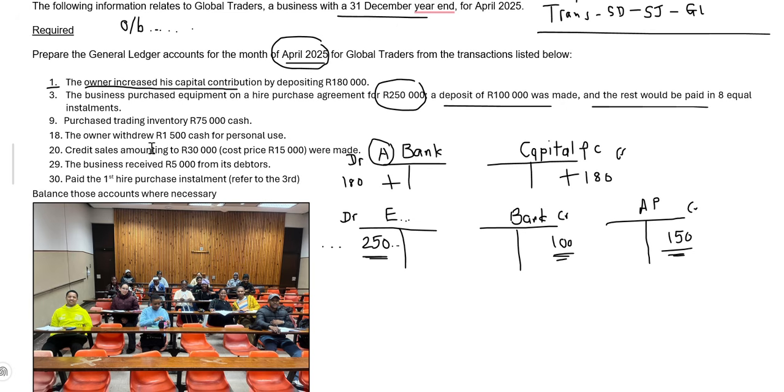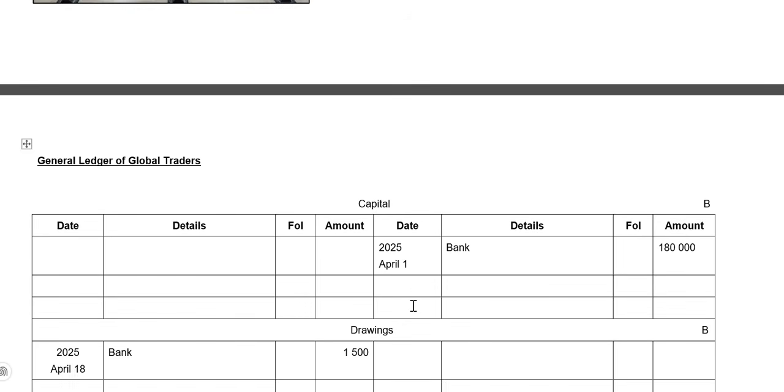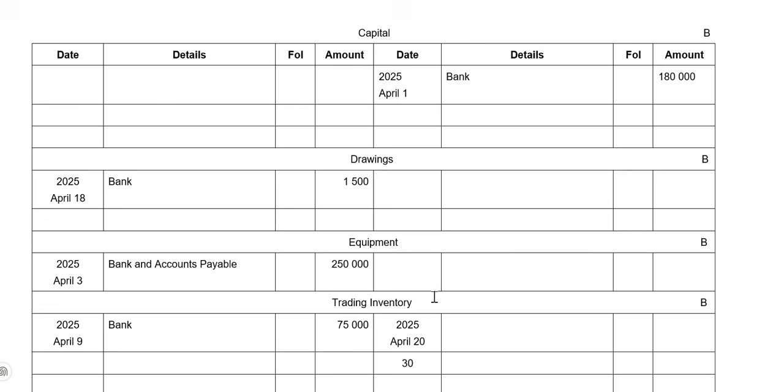The account that is credited is sales. What was the sales amount? 30,000. So part A, debit accounts receivable and credit sales. Let's do that before we do the cost of sales. So we look for accounts receivable.